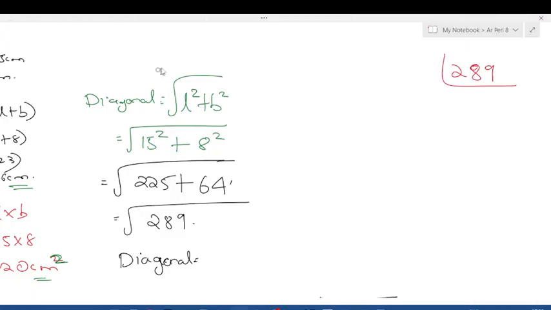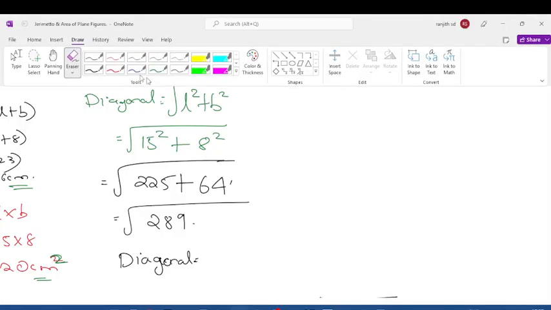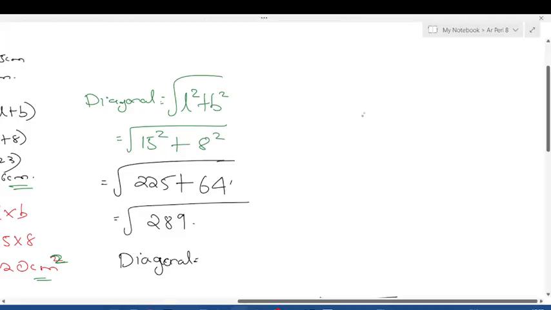Let us try with 7. Shall we check with 7? 7 fours are how much? 28. Then what's the remainder? 9. Is it divisible by 7? No, it is also not divisible. Therefore, there are few values which you have to remember. I'll give those values later. The square root of 289 is 17.